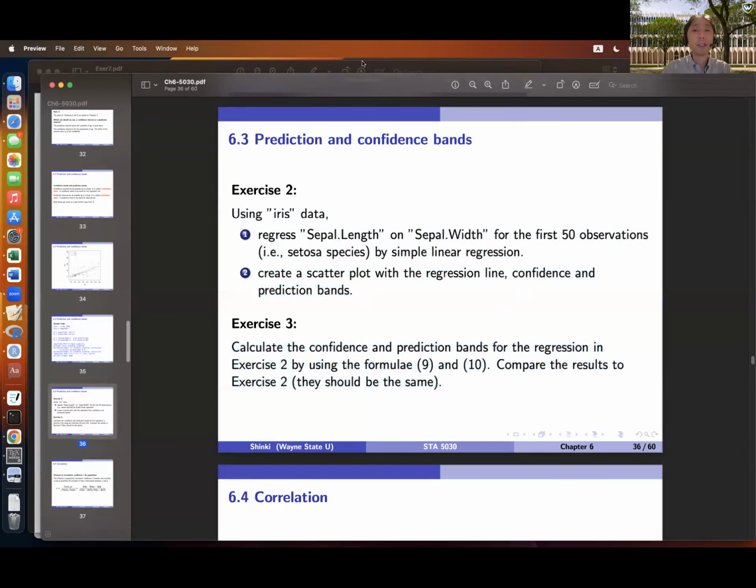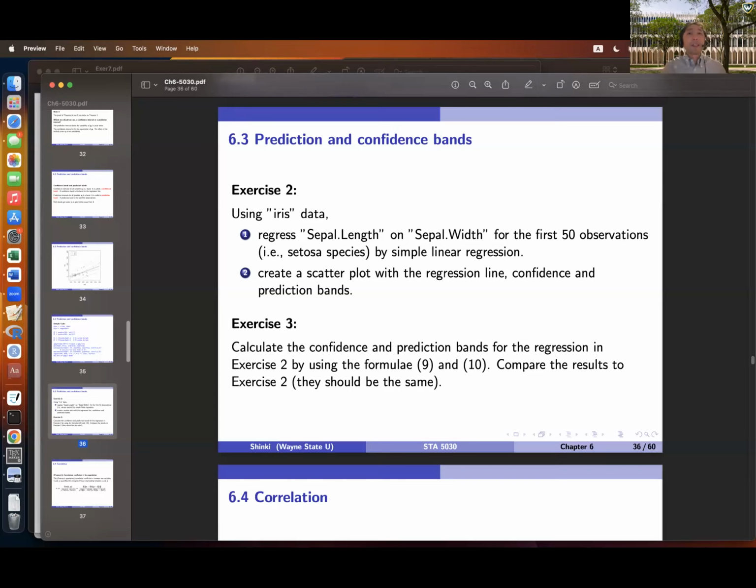Sorry, I got another question. For number 3, part D, this is probably midterm. What does int c mean? So that is in the slides. Int c is the confidence interval. Int p is the prediction interval.